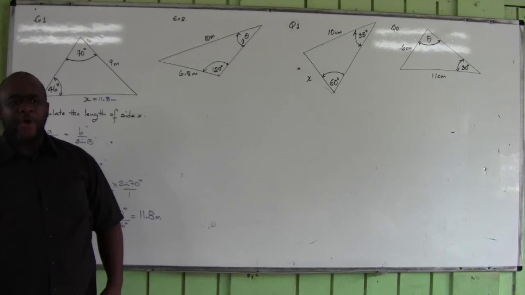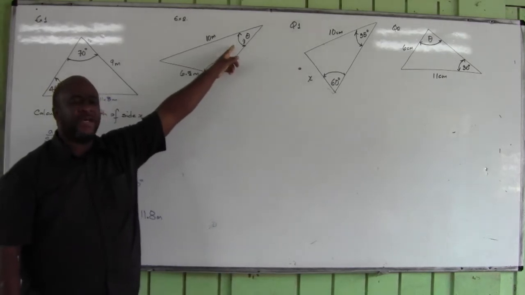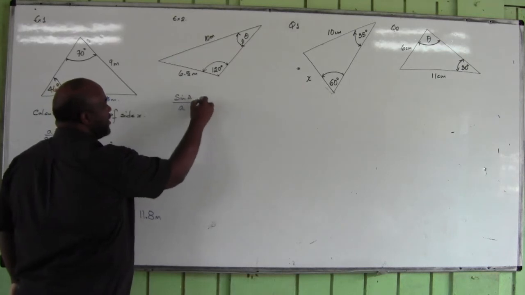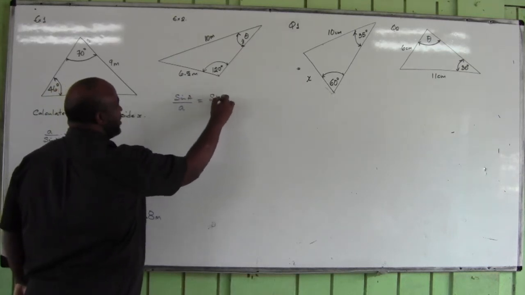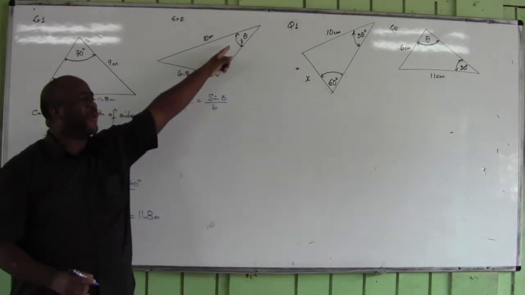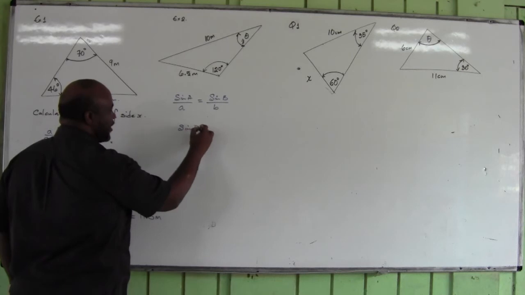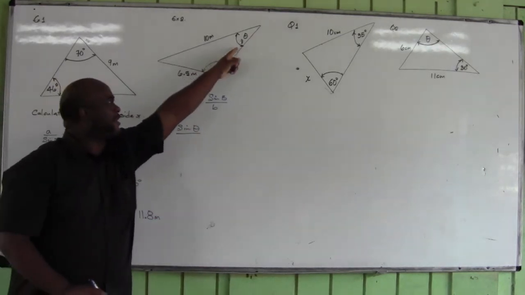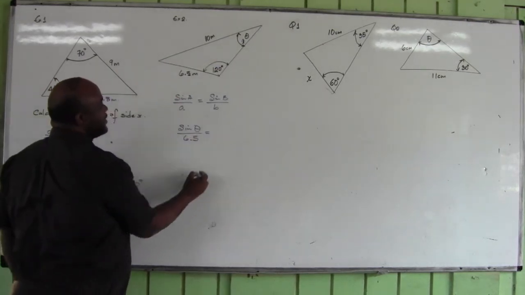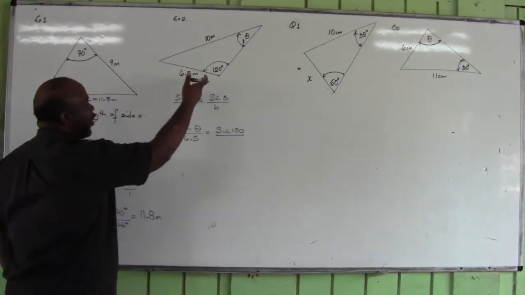This is what I said to you earlier. Whenever I use sine rule, I always start out with what I want. What I want is theta. So I'm going to start out by saying sine A over a is equal to sine B over b. Why did I start out with sine A? Because what I want to find is an angle. So I'm going to have the sine of theta over, which side is opposite from theta? 6.5. Over 6.5 is equal to the sine of 120 over, which side is opposite 120? 10.